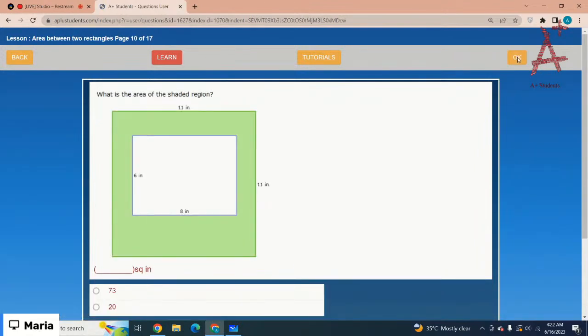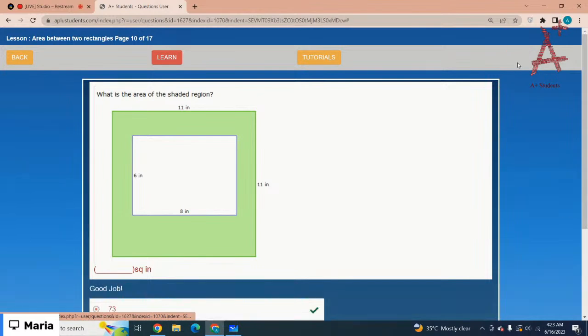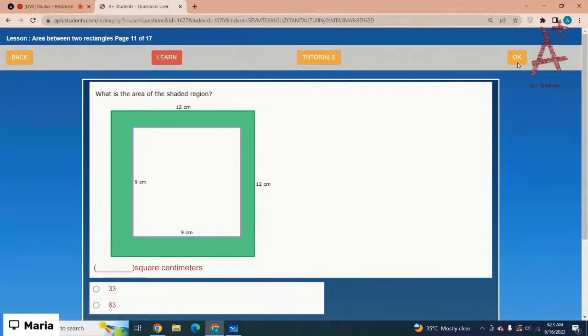Okay, the next one is what is the area of the shaded region? Which is the correct option? It would be 73. Got it? Okay, you can complete the test by yourself later today. Let me just move on to the next lesson.